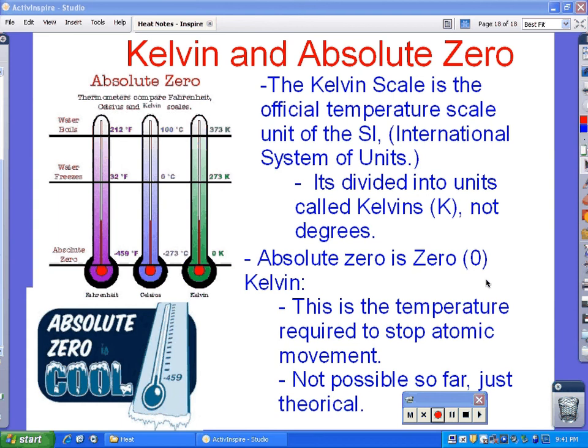So the faster a particle moves, the hotter it is, right? The slower it moves, the less hot it is, right? So if you stop it, it has no heat. It is 0. So it's theoretical at this point, not quite possible. We like to talk about it because the entire Kelvin scale is based off of this theoretical point.